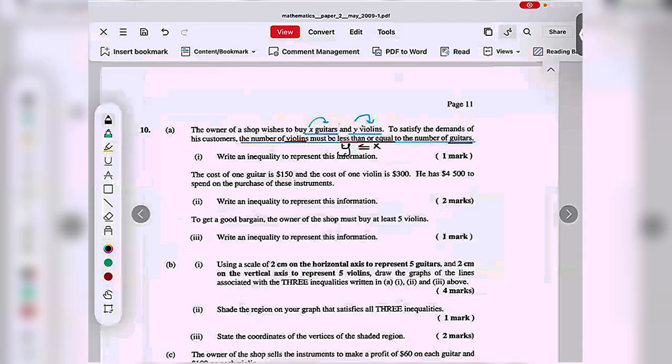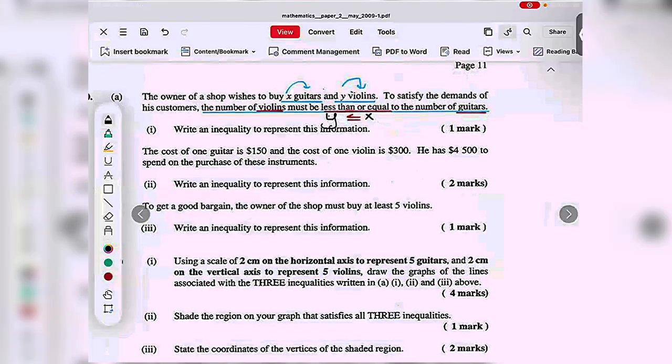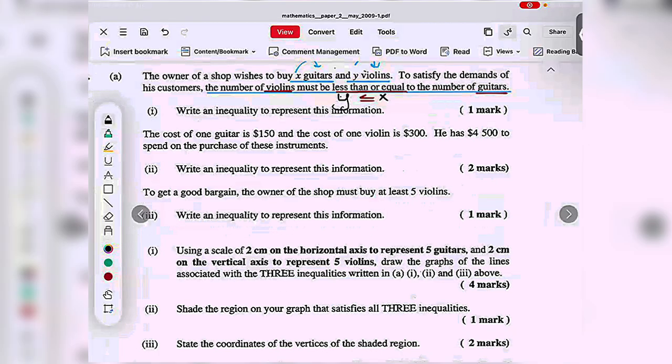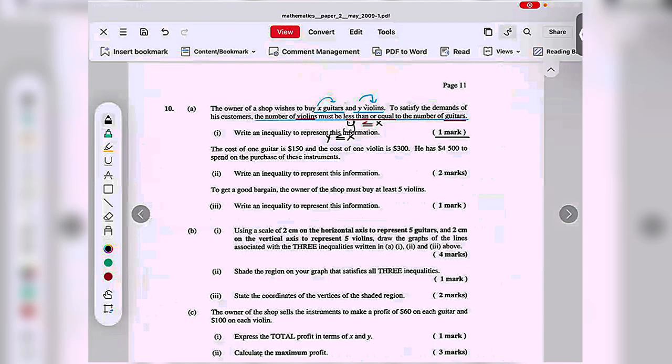So it says write an inequality that represents the information. The answer is going to be y is less than or equal to x. Since the letter y represents violins and the letter x represents guitars, and it's saying violins must be less than or equal to guitars, then y has to be less than or equal to x. 1 mark.